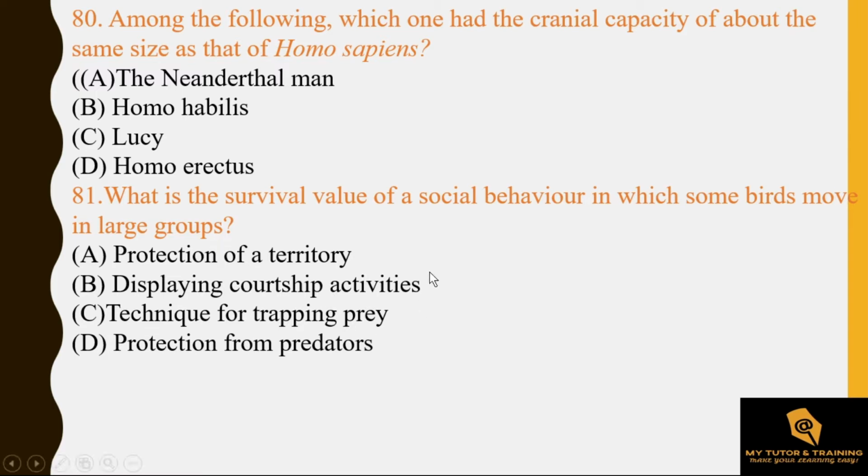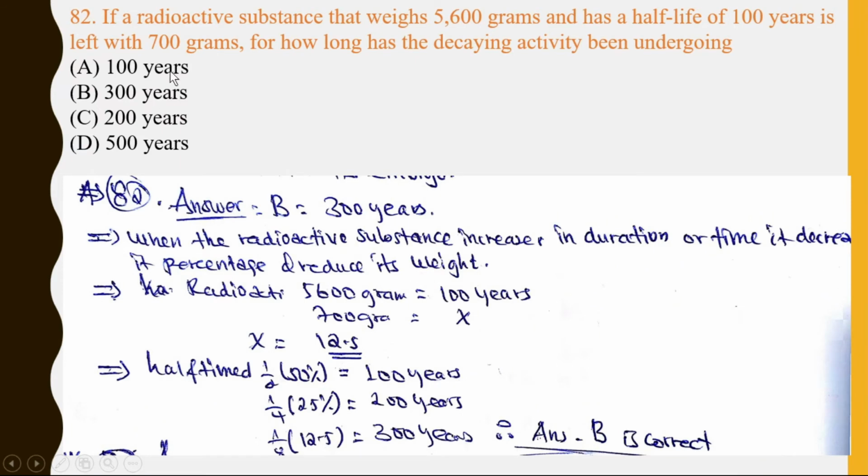Good. Let's turn to question number 82. If radioactive substance that weighs 5,600 gram and has half-life of 100 years is left with 700 grams, for how long has decaying activity been undergoing? A. 100 year, B. 300 year, C. 200 year, D. 500 year.